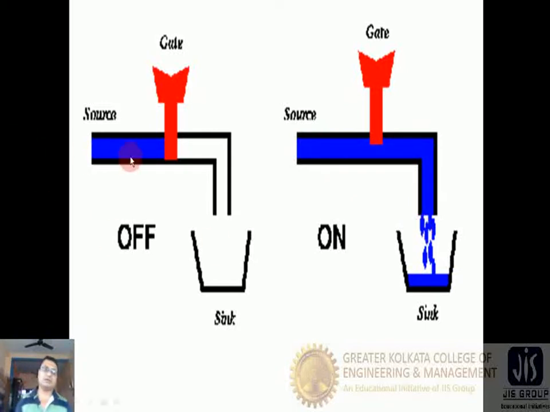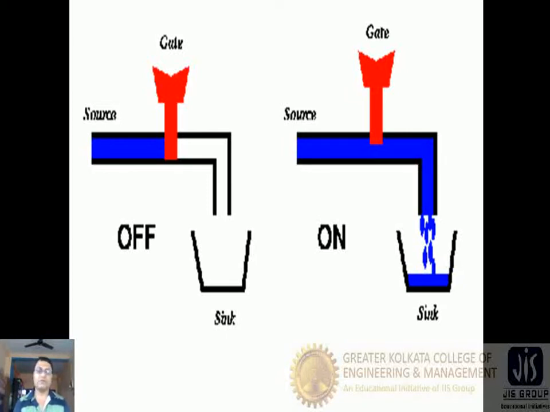Here the source is the emitter, the sink is the collector, and the gate is the base terminal of the transistor. The base terminal of the transistor controls the current flow from the emitter to the collector. This is a very important analogy: the transistor can be compared with the tap which we use in our home on a daily basis.